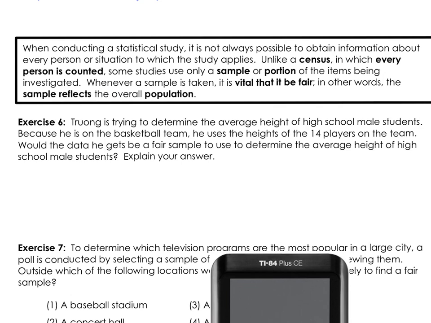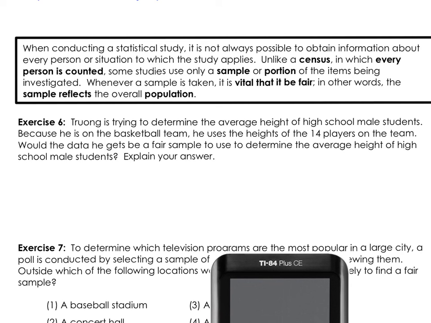When conducting a statistical study, it is not always possible to obtain information about every person or situation to which the study applies. Unlike a census in which every person is counted, some studies use only a sample or portion of the items being investigated. Whenever a sample is taken, it is vital that it be fair. In other words, the sample reflects the overall population. We don't want this to be biased in any way.